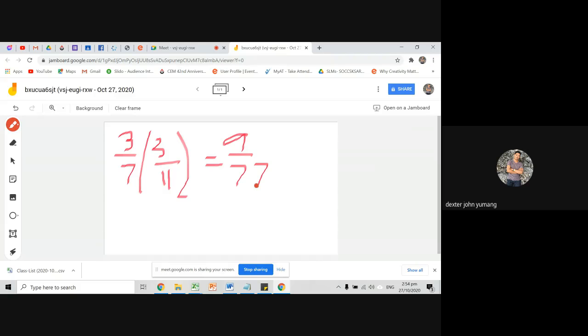Pwede ba siyang ma-divide sa by 3? Sabi ni Kit, yes daw. Ang 77, ma-divide ba sa 3? Kung 3 po ang i-divide sa taas, dapat 3 din po ang sa baba. Ganun po siya. So, wala na po siyang, no na po ang answer. Final na po yan. 9 over 77. Next.